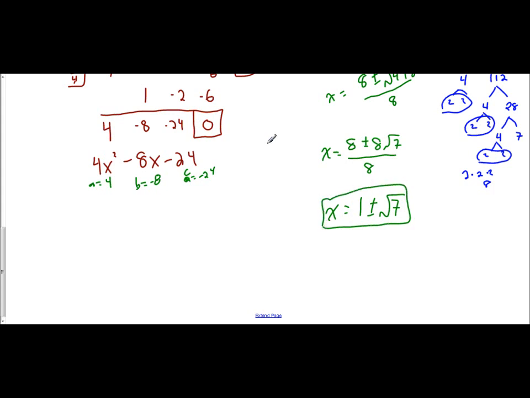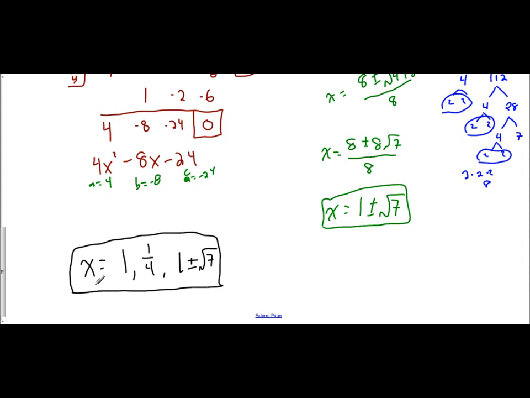So what are all the zeros? All the zeros are the ones that we found with our calculator, which were x equals 1 and 1/4. And we also found 1 plus or minus the square root of 7 with the quadratic formula. We had originally a 4th degree polynomial. And so the fundamental theorem of algebra tells us the number of answers should be the same as the degree. So I have 1, 2, a plus or minus 3, and 4. So I have 4 answers with a 4th degree.